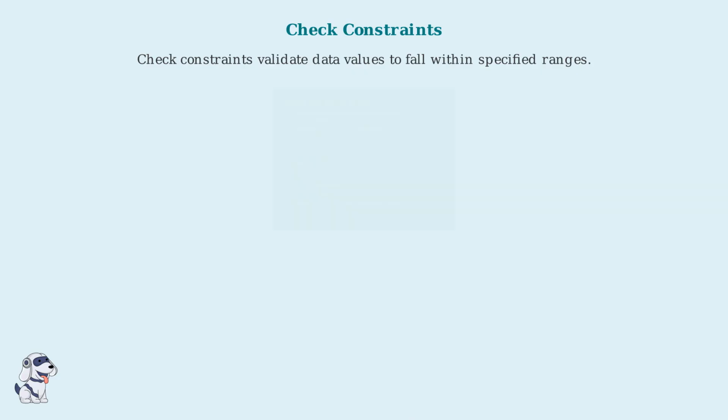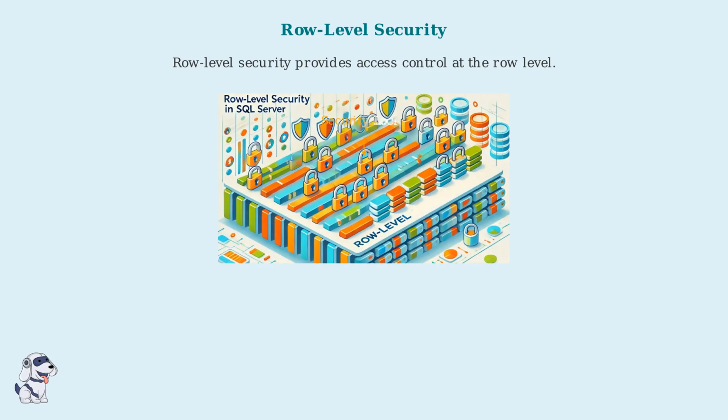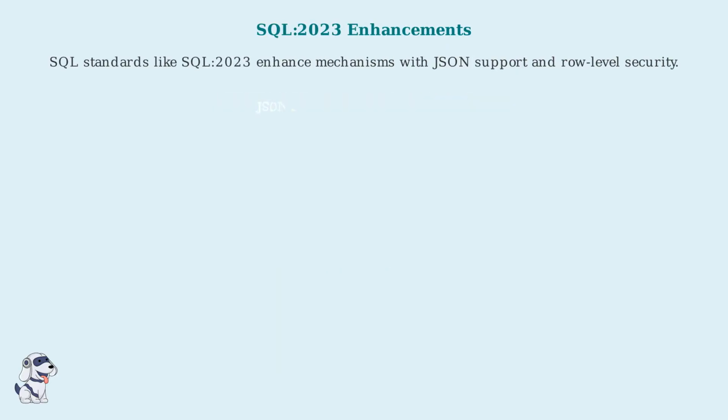Check constraints validate data values to fall within specified ranges. For example, ensuring marks are between 0 and 100. Row-level security provides access control at the row level, ensuring users see only data they're authorized to access. SQL standards like SQL 2023 enhance these mechanisms with JSON support for semi-structured data and advanced row-level security features.